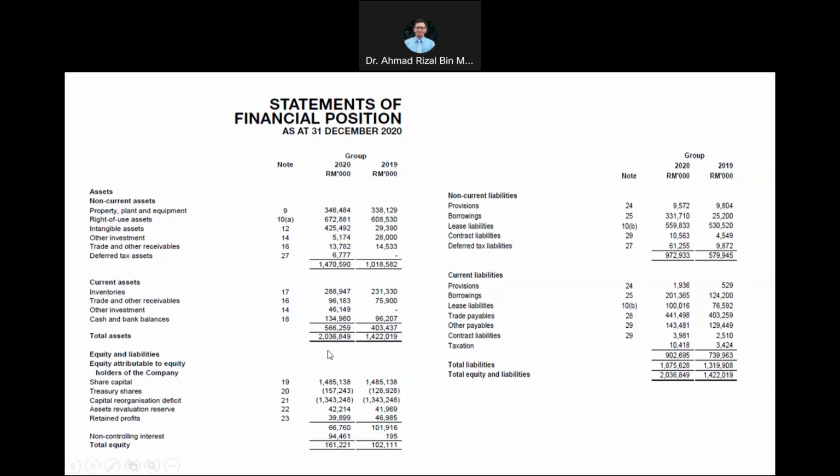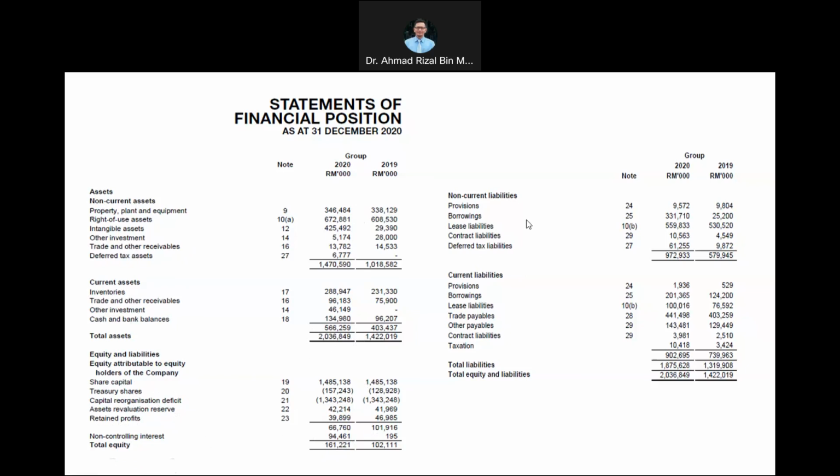Okay, when the company has a minority interest in the subsidiaries. So this is a total equity, 161 million in 2020. All right. Next section would be the liabilities.